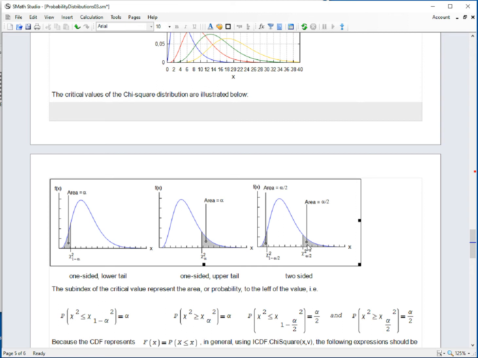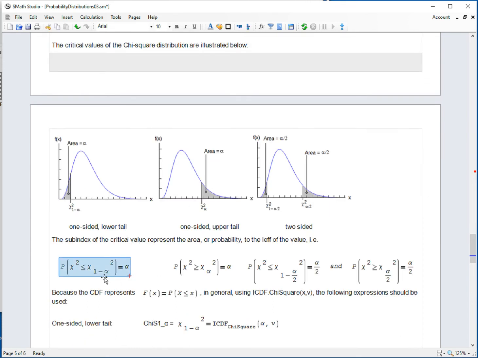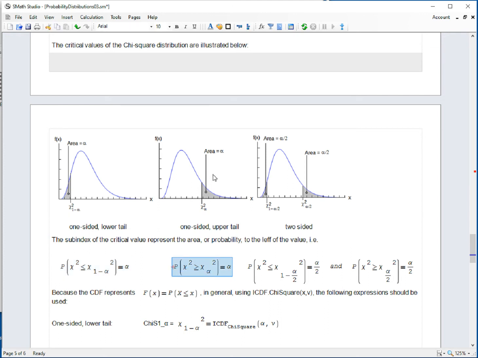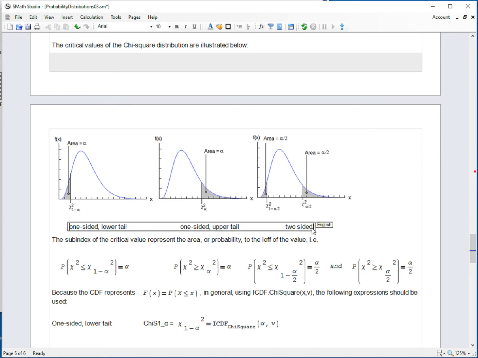If we split alpha over 2 in the lower side and the upper side of the distribution, we're going to have two different values. Chi-square 1 minus alpha over 2 is the one whose probability to the left is alpha over 2. And chi-square sub alpha over 2 is the one whose area to the right is equal to alpha over 2. We are talking about probabilities given for this first critical value, this expression for this critical value, and then these expressions for the two critical values presented in the third place of the two-sided situation.